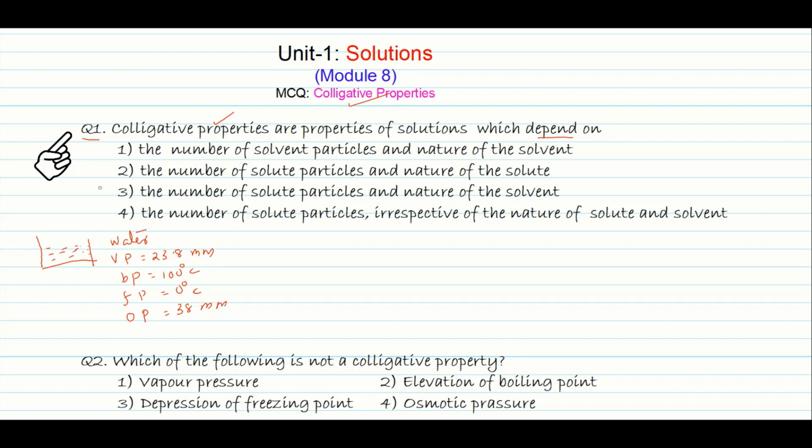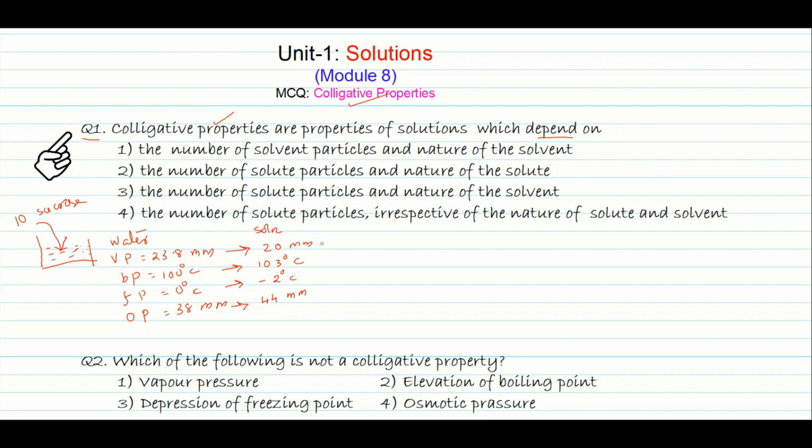Then what I am doing next is dissolving 10 particles of sucrose. Then we get a solution, sugar solution. Then for the solution, I am again measuring these values. Vapor pressure is found to decrease, suppose decreases to 20 mm, then boiling point you find increases to 103 degree Celsius, freezing point you find decreases to minus 2 degrees Celsius, then osmotic pressure found to increase to 44 millimeter.